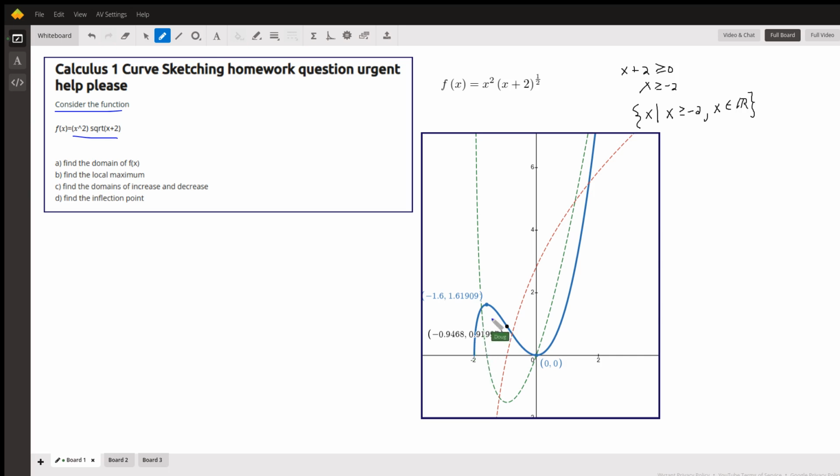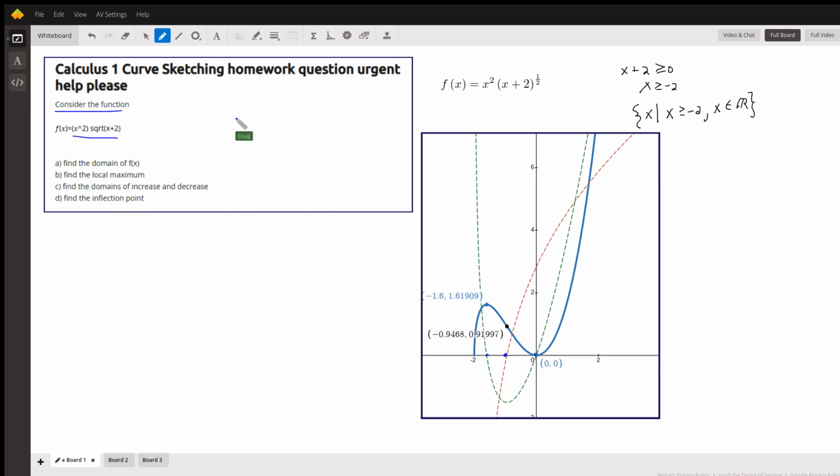This blue graph is the graph of the original function. The green dashed line is the graph of the first derivative, and the red dashed line is the graph of the second derivative. The points where those dashed lines cross the x-axis are going to be critical numbers and hypercritical numbers for finding relative maximums and minimums and inflection points.